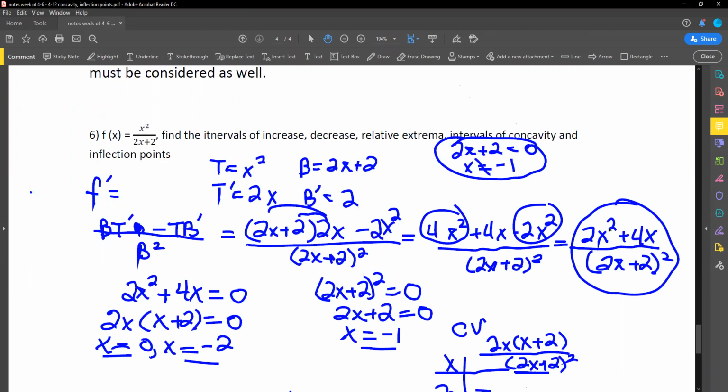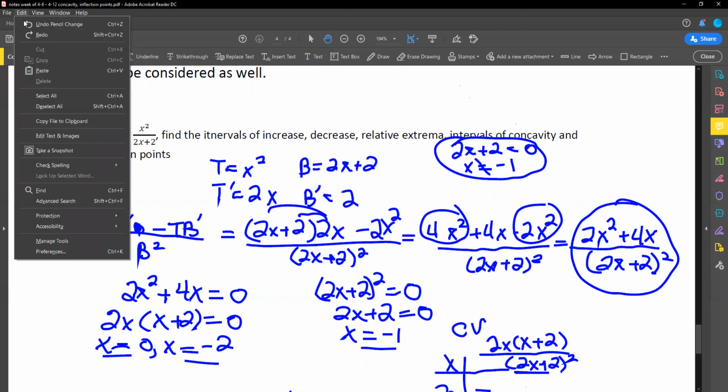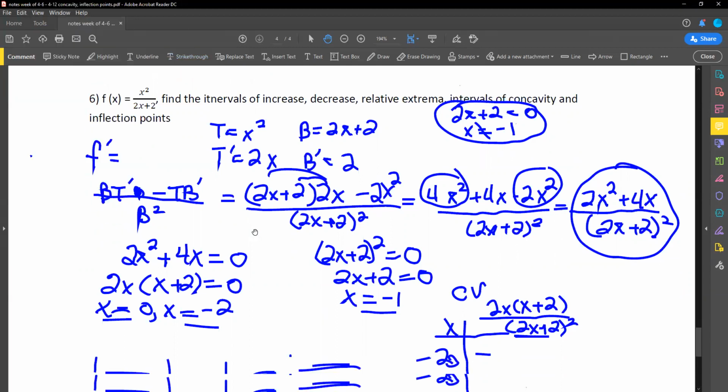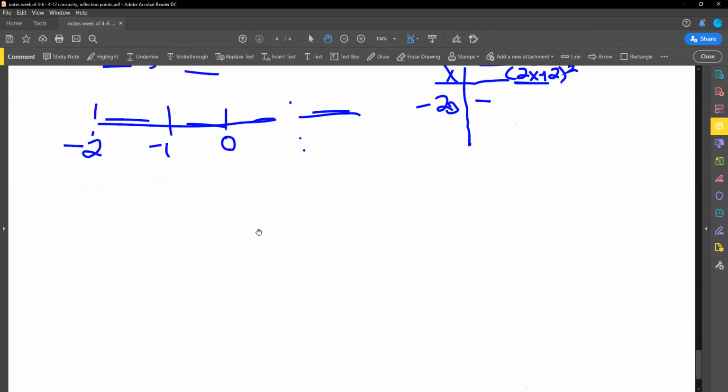All right, so things to keep in mind. X can't be -1, so you can't consider it for an inflection point. You can't consider it for a minimum or maximum. All right, so the first derivative is 2x squared plus 4x over the bottom squared. 2x squared plus 4x. Okay, now I'm going to clear it. 2x squared plus 4x. Do I have room? Oh, maybe I do. All right, so we'll try it.